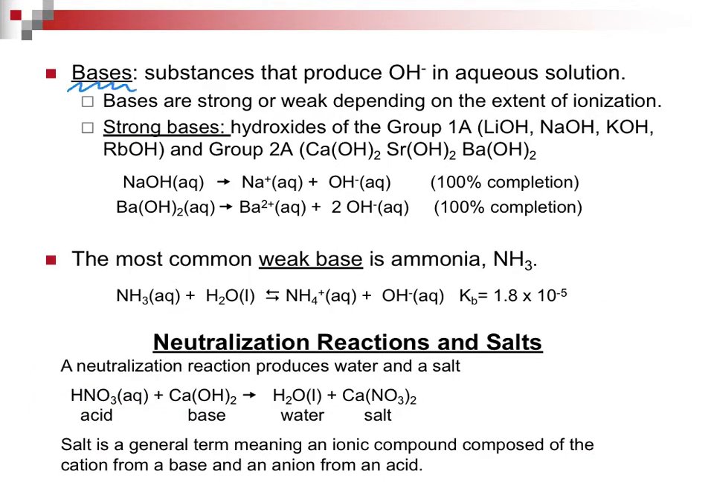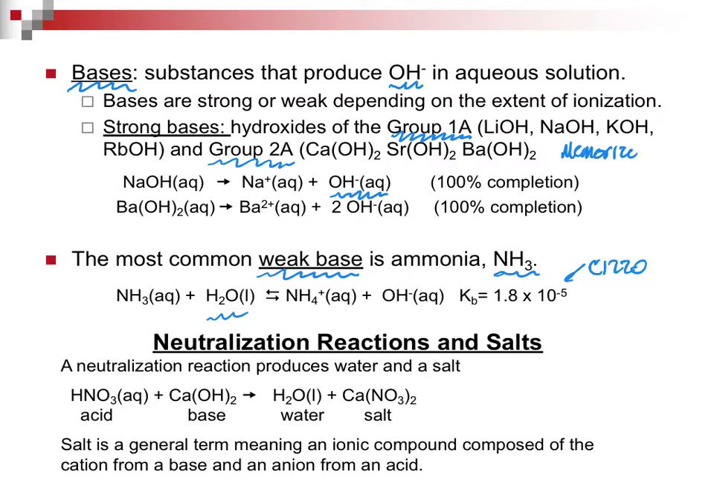There are also the bases, and they produce OH minus in aqueous solution. They can also be strong or weak depending on their extent of ionization. You do need to memorize these 7 strong bases. They come from group 1A or group 2A on the periodic table. The most common weak base that you're going to run into in our class is ammonia, and it does have an unusual equation because you need to put in water in order to balance it, and it has that Kb that we'll talk about in Chem 1220.